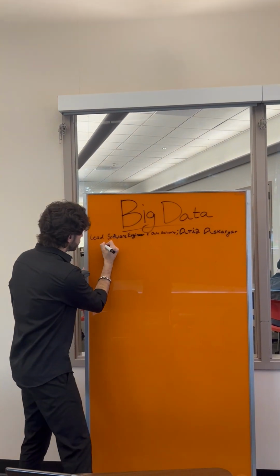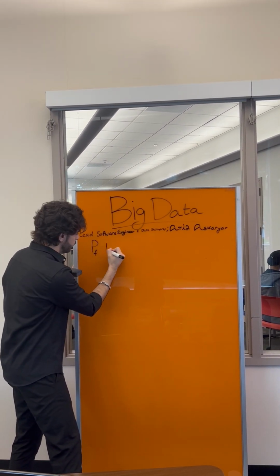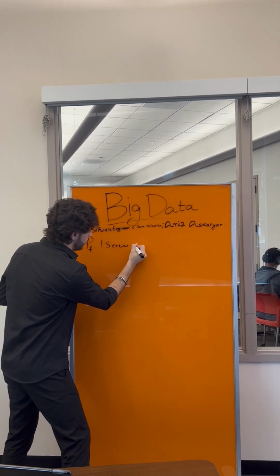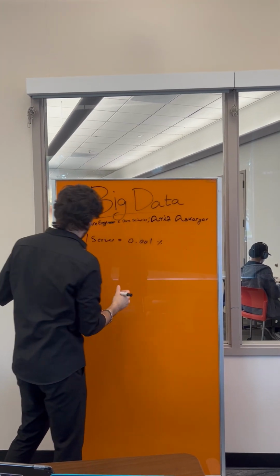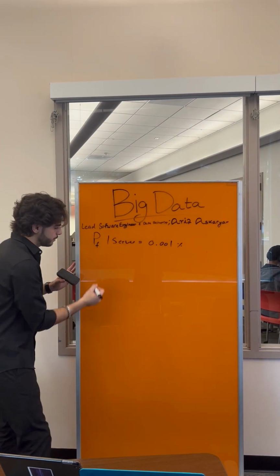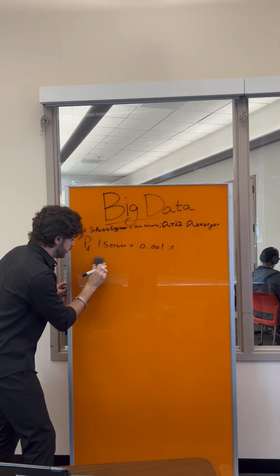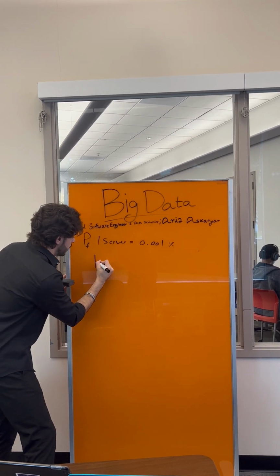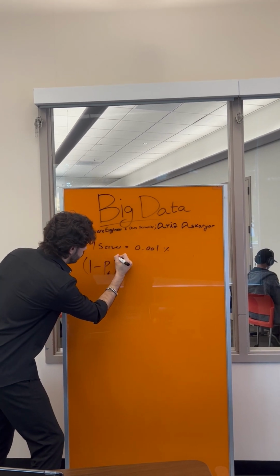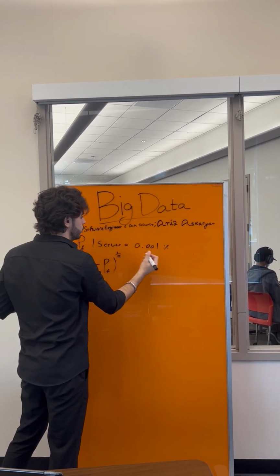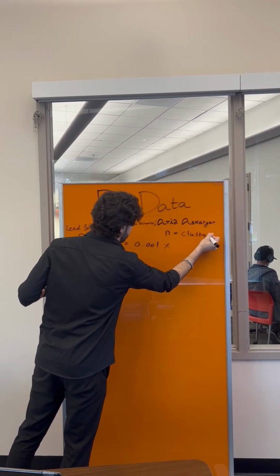So as we all know, the probability of failure for one of these servers to crash, so just one server, is only 0.001%, which is pretty low. And the formula for calculating this is, 1 minus the probability of failure to the 1 over n power. And n, I should probably define over here, n is just the cluster or number of servers we have.